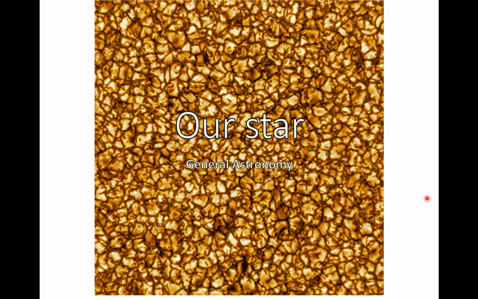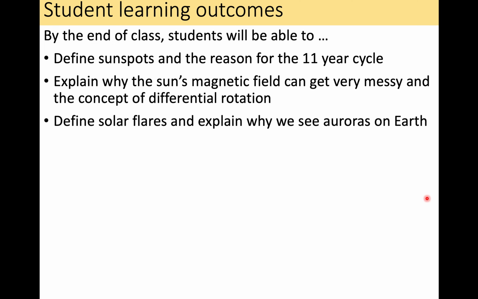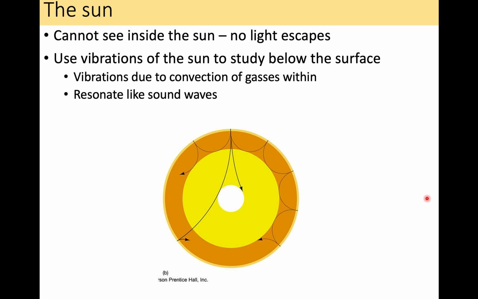Hi everyone. Here we're going to continue talking about the sun, our star, my favorite star. We will be talking about sunspots and the cycling of sunspots, how they move, why the sun's magnetic field gets messy, what that means, and we will also talk about what are solar flares.